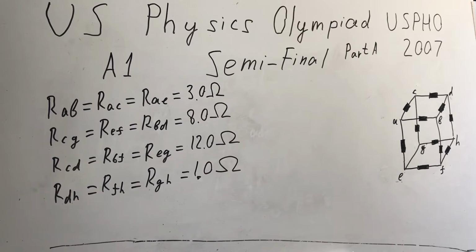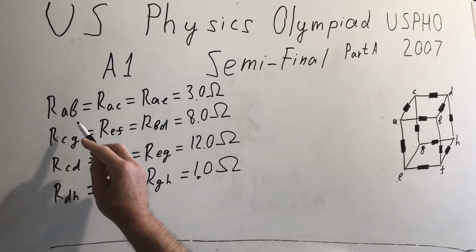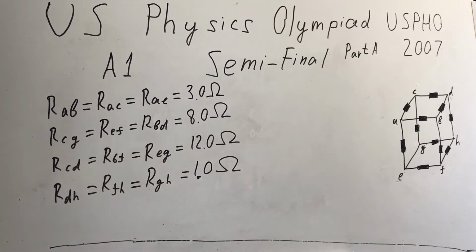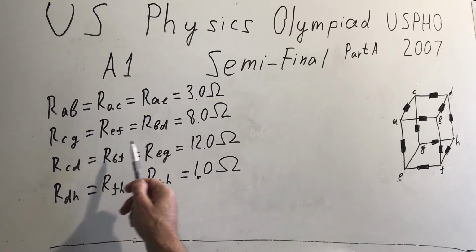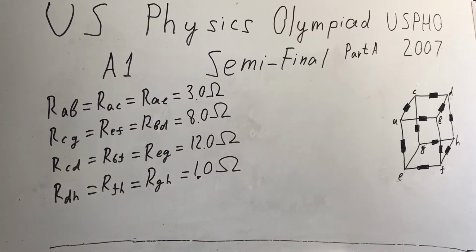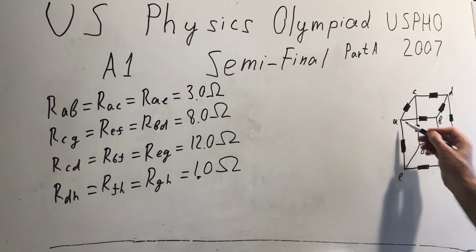There are resistors: RAB equals RAC equals RAE equals 3 ohms. Resistors between CG, EF and BD are 8 ohms. Resistors CD, BF, EG are 12 ohms, and resistors DH, FH, GH are each 1 ohm. So we need to find the resistance between points A and H.